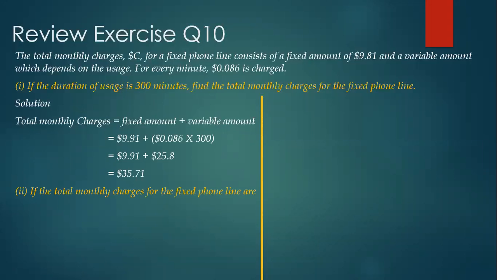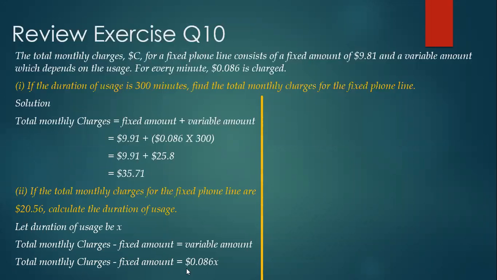Now, if the total monthly charges for the fixed phone line are $20.56, calculate the duration now. So we are going to use the same equation here, and we are going to form a new equation to find the duration. Since we do not know the duration, we can assume that as x. So we can say that it is x, and the rest of this whole thing can be the same.